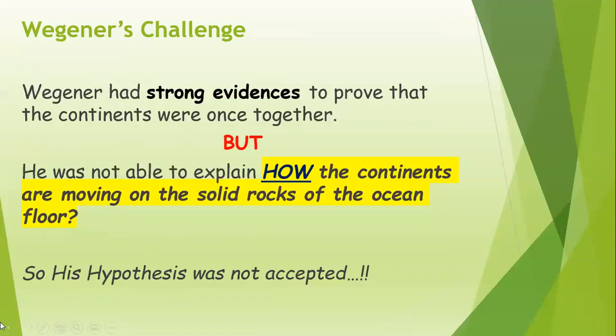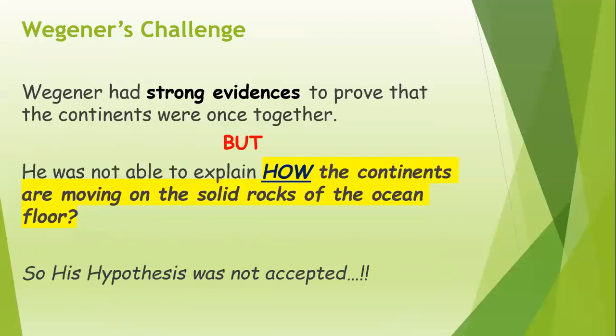But Wagner was not able to explain how these continents are moving. Even he was confused. How can continents move on the solid rock of the ocean floor? There was something missing here. He could not explain it. So his hypothesis was not accepted. Wagner's hypothesis was not accepted, guys. Wagner died in 1930, and when he died, his work was not accepted at that time. Wagner's work was accepted 40 years after his death.